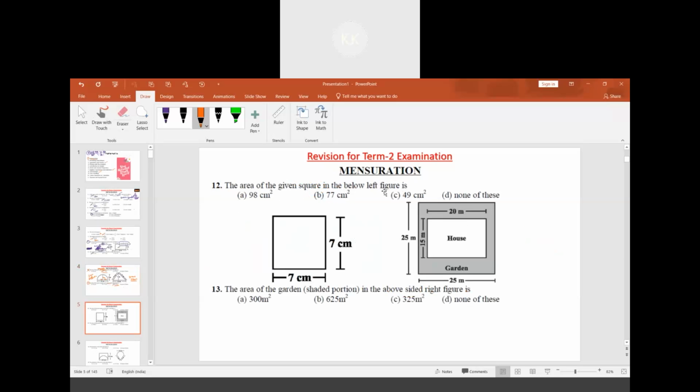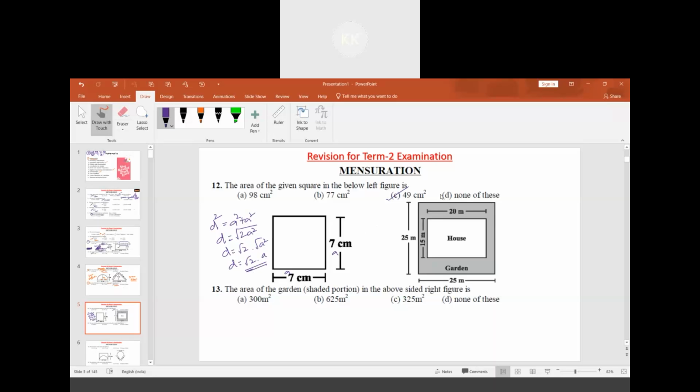Area of the given square in the below left figure is 49 centimeters square. The diagonal of a square of side a is given by root 2 a. Because when you use Pythagoras theorem, two sides are there, that is a and a. A square plus a square will be the length of the diagonal square. So d will be root of 2 a square, so d will be root 2 times root a square. D will be root 2 times a, because root a square is a.